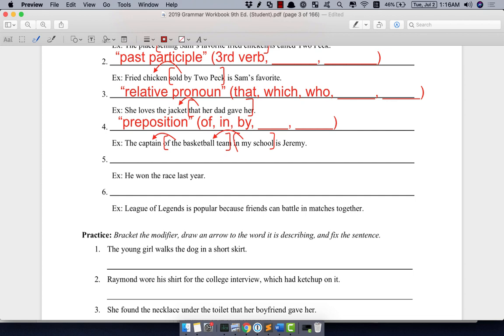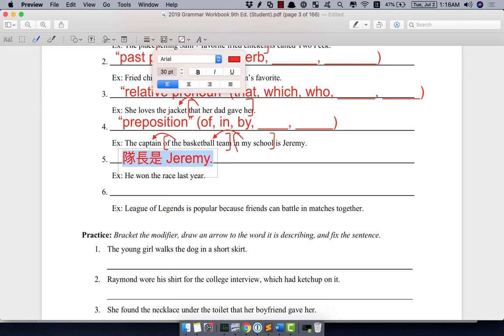So if you take out the modifiers first, the sentence becomes the captain is Jeremy. So that becomes like 队长是 Jeremy. I think that's the captain is Jeremy. And like which 队长 is it? It's the basketball team, the 队长. So I'll do it this way, and I'll do it in blue, because if you don't understand Chinese, ignore what I'm saying for the next minute or so.